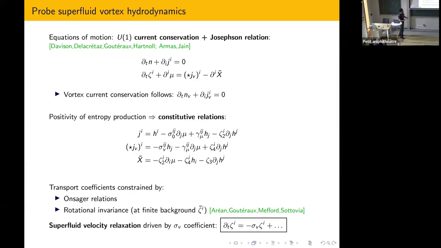By an entropy current analysis, we can find constitutive relations for all these currents here. We can see in particular a coefficient which is sigma v. And if you substitute back in the Josephson relation, this leads to effectively the same equation that we saw before from holography for the decay of the superfluid velocity.